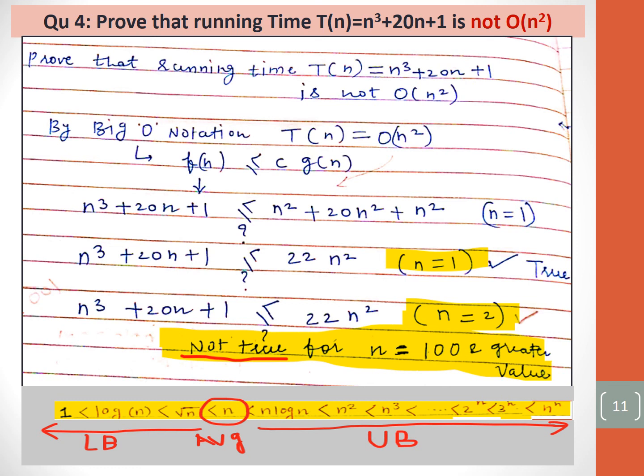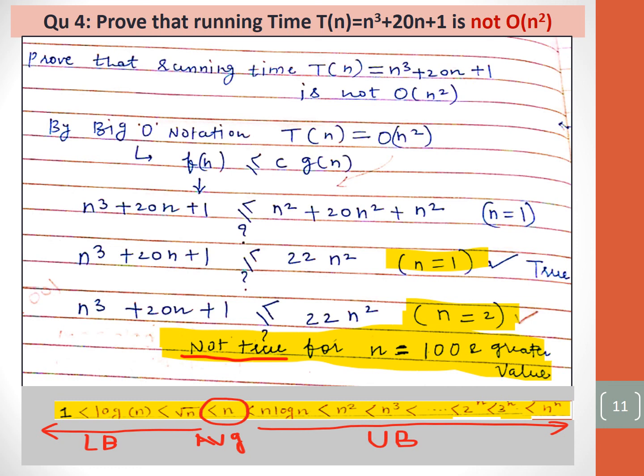So from n³ to n², it won't be there, because in this problem the highest degree of n is 3. Here it is mentioned not O(n²), and you have to prove it. According to the big O notation, f(n) ≤ c·g(n). On the left-hand side you keep the value; on the right-hand side there is n² + 20n² + n².